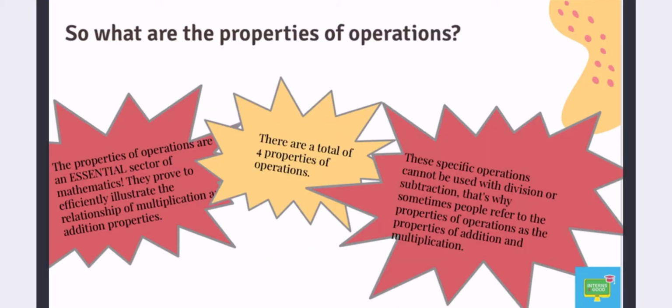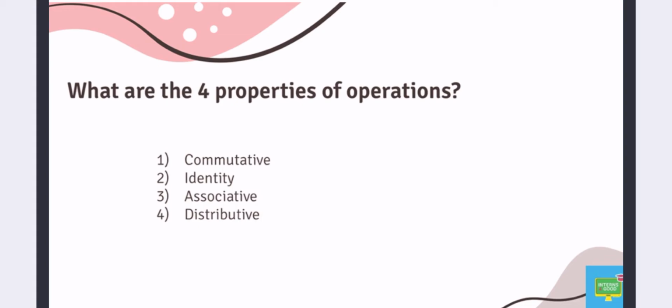The properties of operations are an essential part of mathematics. They are often referred to as the properties of addition and multiplication. There are four main properties of operations, although there can be more added as you go through math. These specific operations cannot be used with division or subtraction. The four properties of operations are listed below. As you go through math, like I said, you'll learn more and more about these properties of operations.